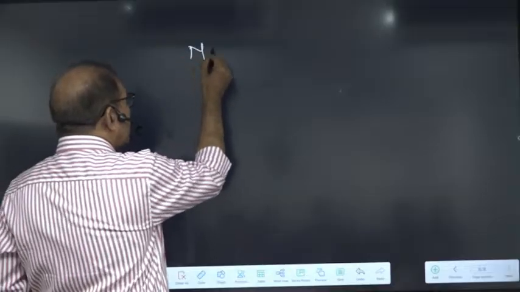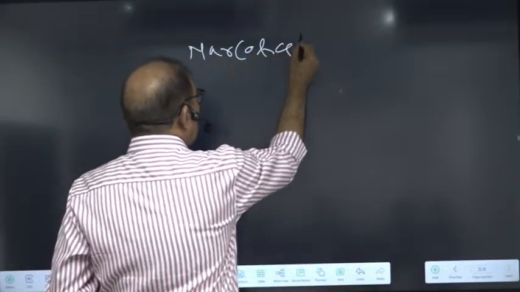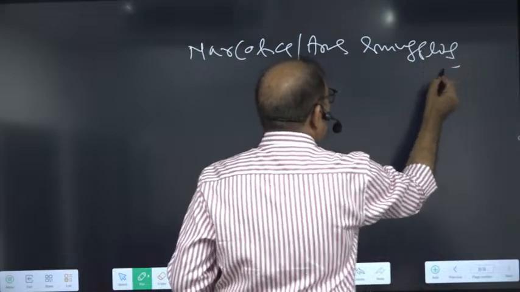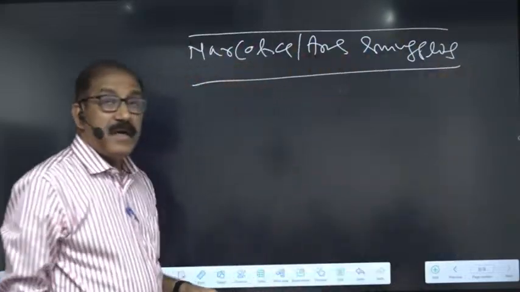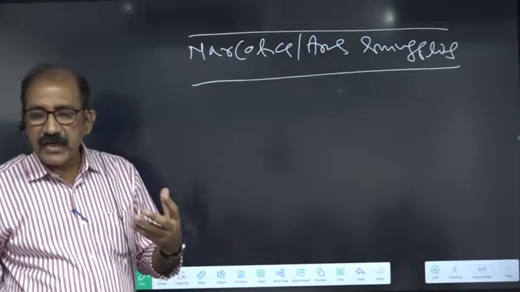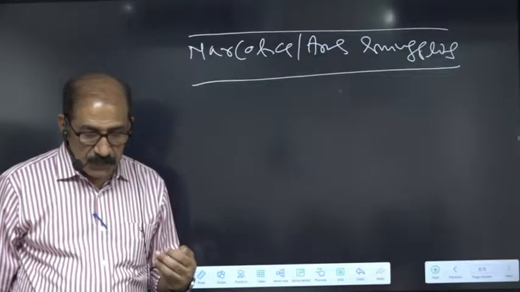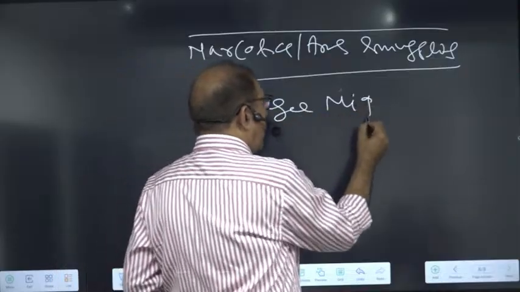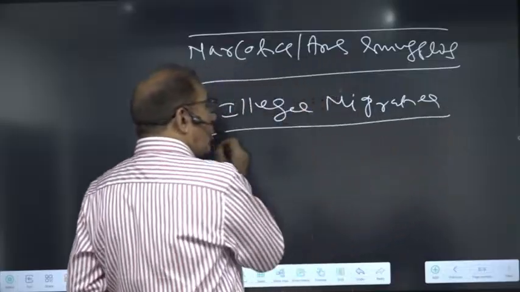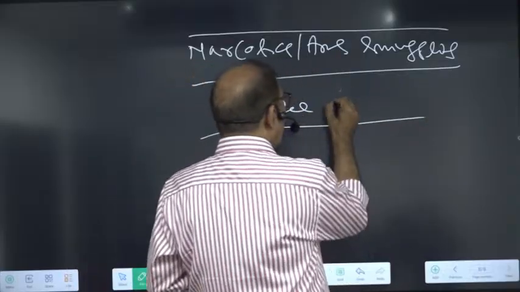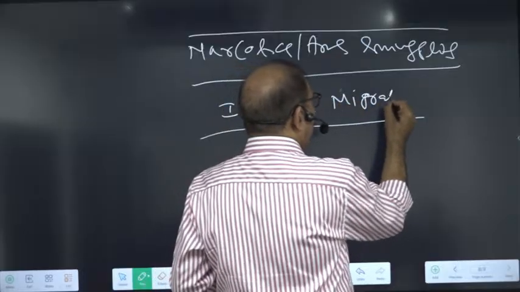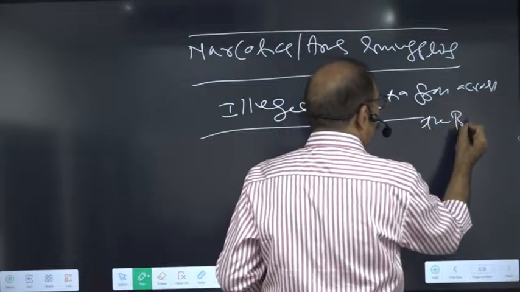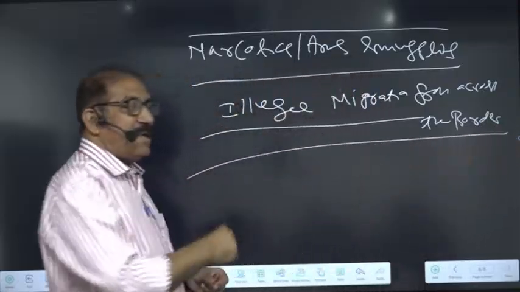Why has it become very significant? Narcotics and arms smuggling. Narcotics means drugs. Narcotics and drug smuggling. Then illegal migration: Bangladeshis who try to cross over the border. Illegal migration from across the border.